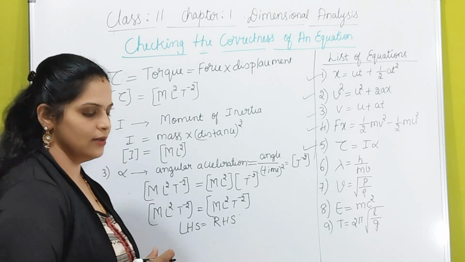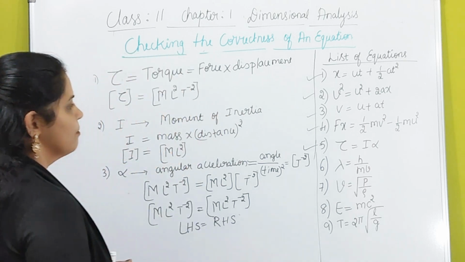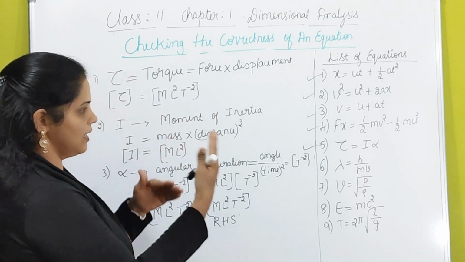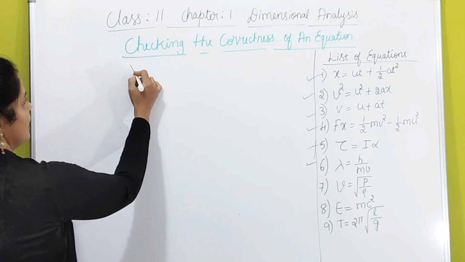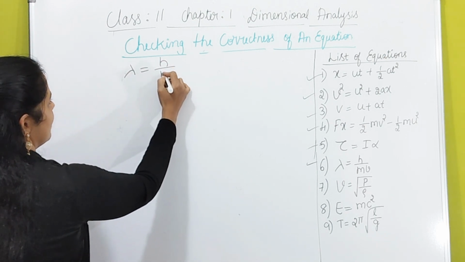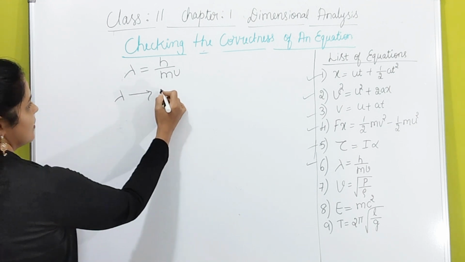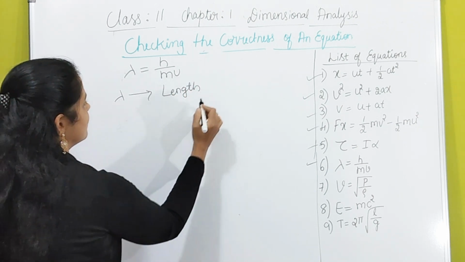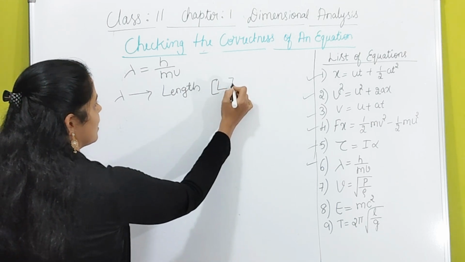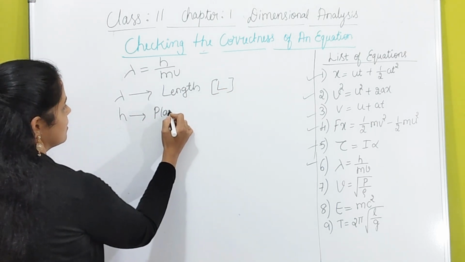Is it clear, students? This term may not be familiar to you, but you are going to discuss it in the next chapter. Now the next question, the sixth one: lambda is h by mv. Here lambda is wavelength, that is nothing but length only. So the dimensional formula is L. H is Planck's constant.